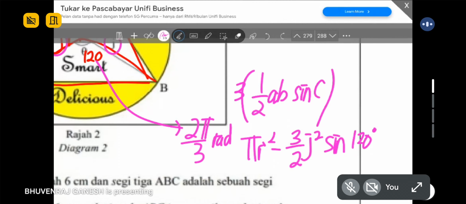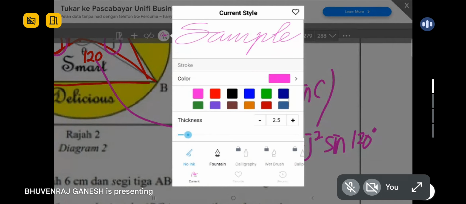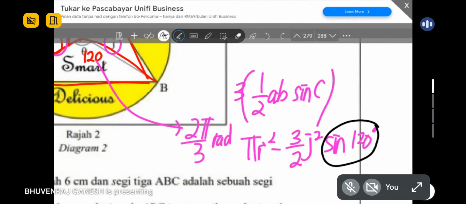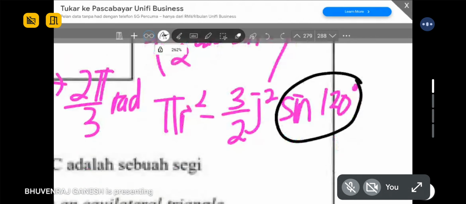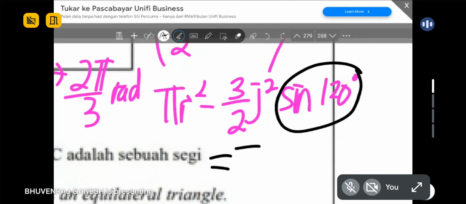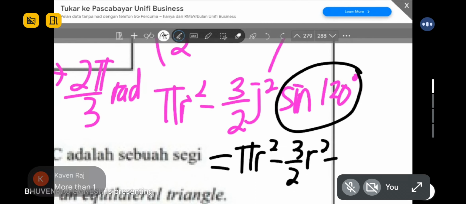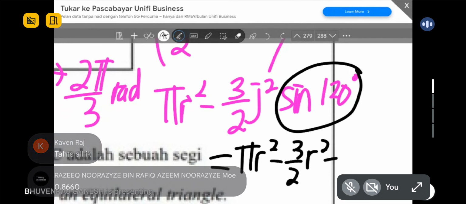Because your angle is 120. Okay, sine 120. What is the value, guys? Can you all tell me? Apa nilai dia? Anyone got idea? How much? Your sine 120. You must press calculator lah. I want the exact value, guys. Saya nak nilai sebenar.